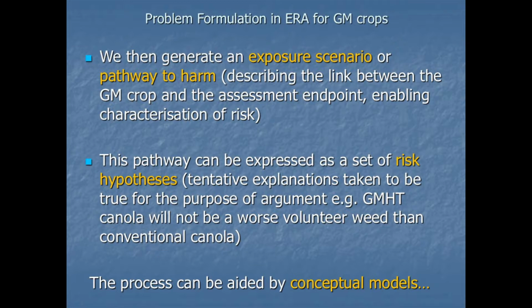So when you've got to that stage, you then generate what we've called here an exposure scenario or a pathway to harm. You need some way of linking, either mentally or formally, the growing of the crop to the thing that you don't want to harm, the thing that you're trying to protect. This is the pathway to harm, which Alan Raybould referred to. And you can get to this pathway by a set of risk hypotheses. These are explanations taken to be true for the purpose of argument, and they're usually expressed negatively. As Alan told us very elegantly, with regard to Popper, you can only invalidate these things. You can't actually prove them, going looking for white swans. And you can do this with simple conceptual models, or at least they can be simple like this.